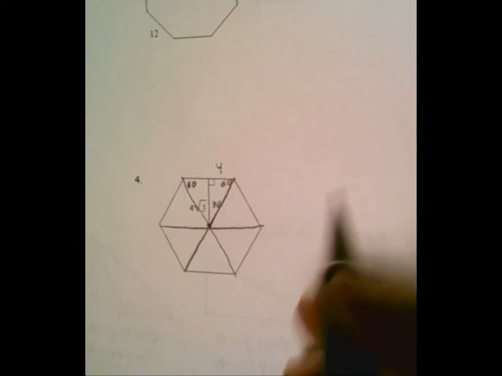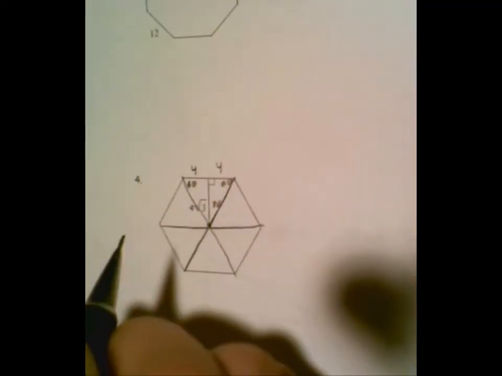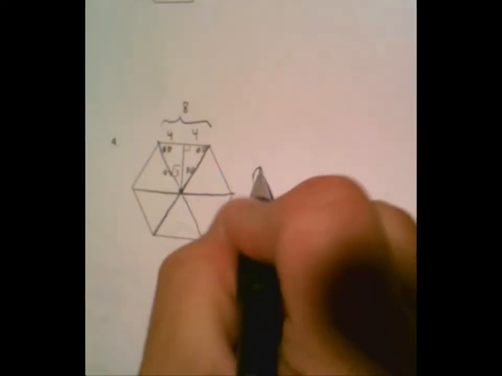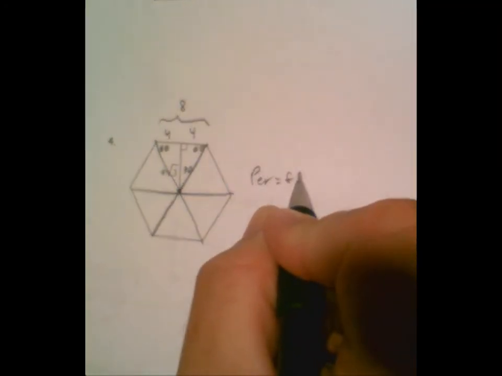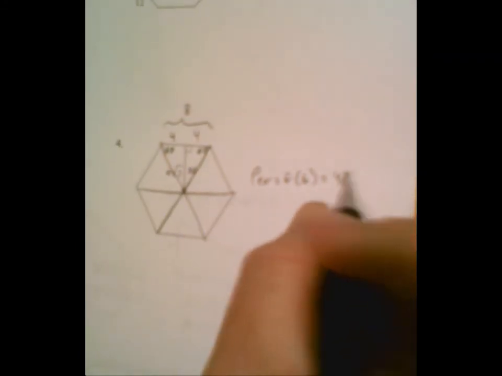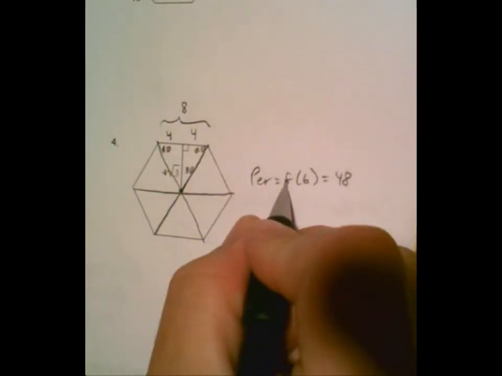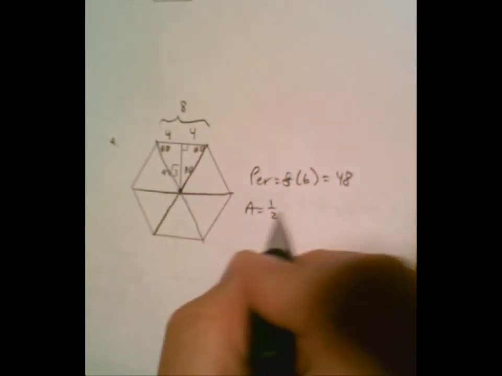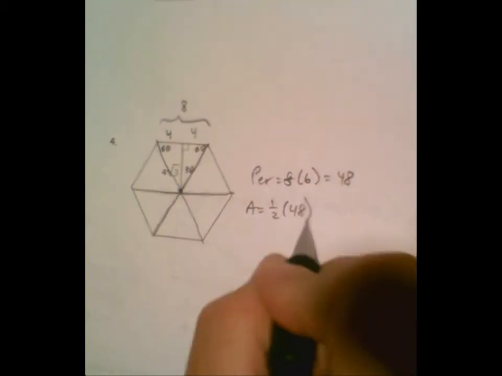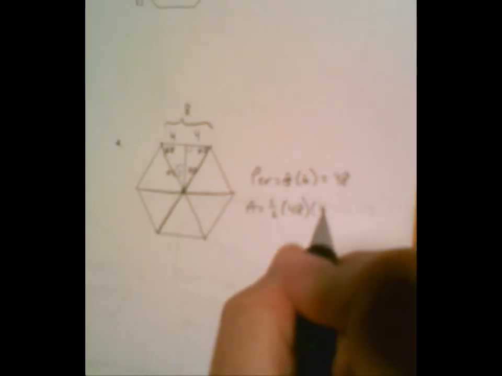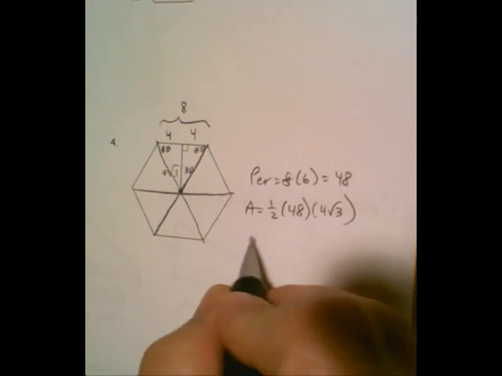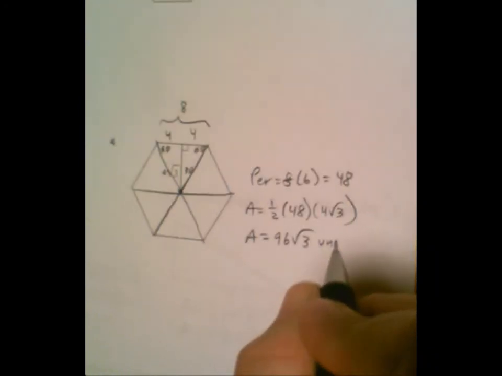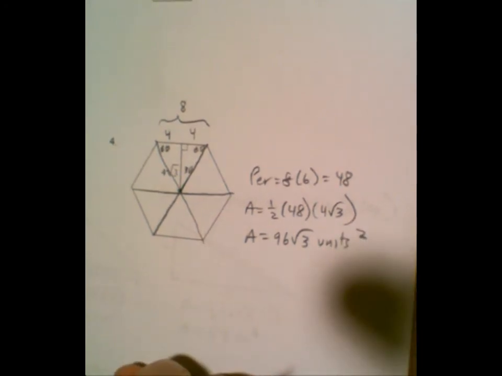Okay? And then if this is 4, making a side 8. So the perimeter is equal to 8 times 6, which is 48. Okay? So the area is equal to 1/2 the perimeter, 48, times the apothem, which is 4 radical 3. So the area is equal to 96 radical 3 square units.